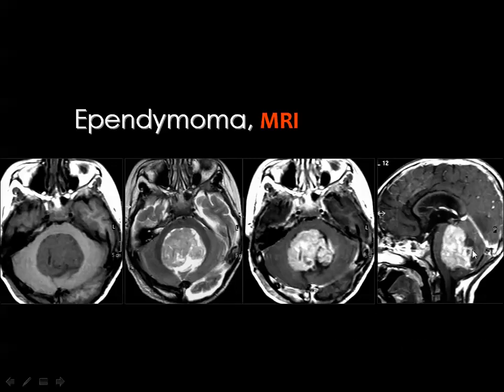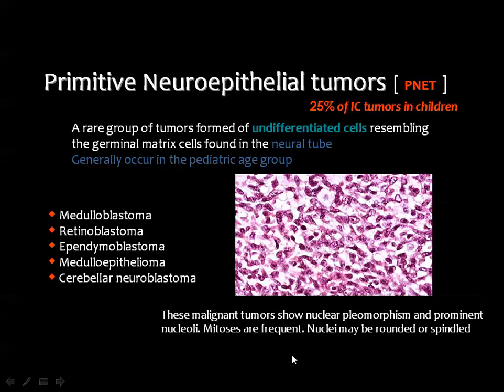Also note that this tumor usually totally occupies the fourth ventricle, especially its upper segment, and this can differentiate ependymoma from the medulloblastoma. Then we came to a second well-known tumor in the posterior fossa, which is the PNET, or the primitive neuroepithelial or neuroectodermal tumors.